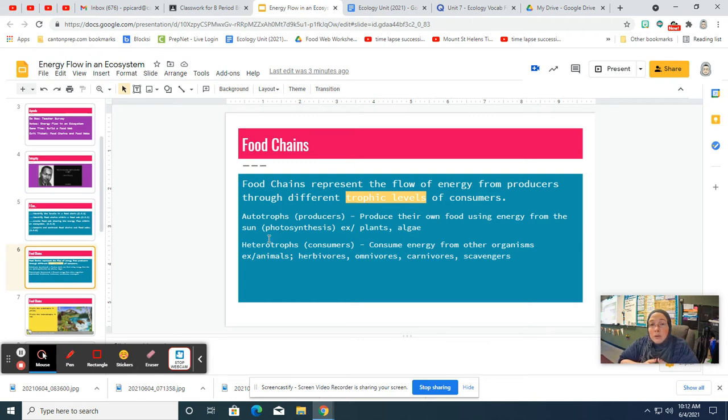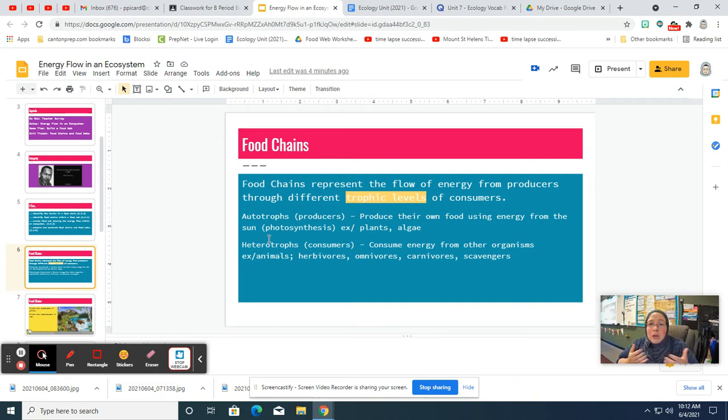If you are not an organism that produces your own food, if you are not an autotroph, then you are a heterotroph. Now, we've seen this prefix before. Hetero means different or other. So a heterotroph means an other feeder, feeds on other organisms. And of course, you've heard the term consumers. We consume our energy from other food sources.